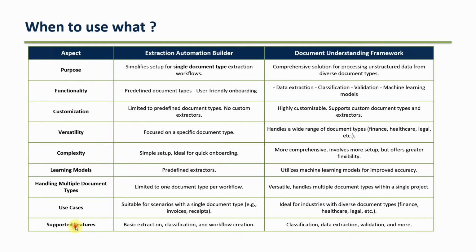Now if I talk about the supported features, here you have the basic extraction, classification and workflow creation. It means you provide the invoice, it will extract the data, classify it, and it will also create the automation for you. Whereas the document understanding framework is a complete full-fledged framework for you. So depending on your requirement, you can choose which one to get started with, right? Today we are going to focus more on the extraction automation builder.